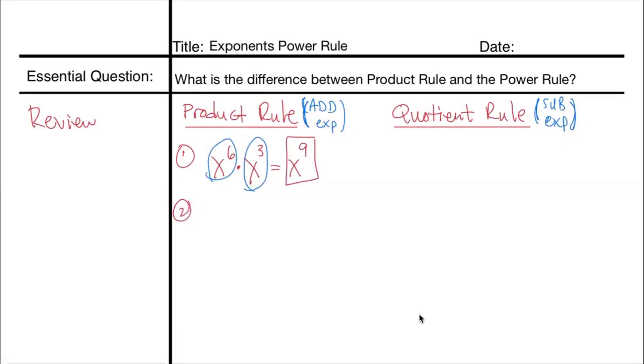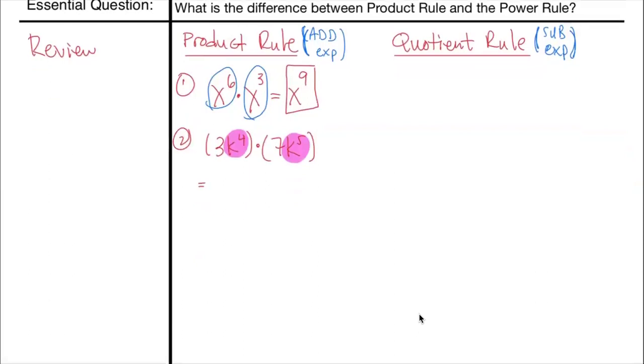What happens if we have something like this? 3k to the 4th times 7k to the 5th. So this is a little bit different because we have the coefficient. So what I want us to focus on is the exponents first. So k to the 4th and k to the 5th. That's regular product rule. So regular product rule says, well, these two numbers, I can combine these and I get k to the 9th. That's product rule. I can add my exponents. The 4 plus the 5 is the 9.